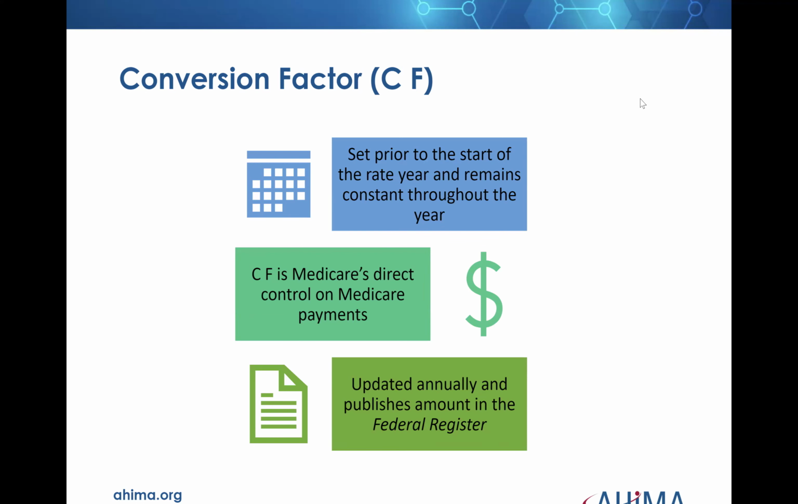And these conversion factors, the CF, if you will, are set and adjusted at the start of each rate year. And this is Medicare's way of having direct control over all these costs. And like we talked about earlier in the course, anytime there's an adjustment to anything going on in CMS and reimbursement, it's covered in the Federal Register.